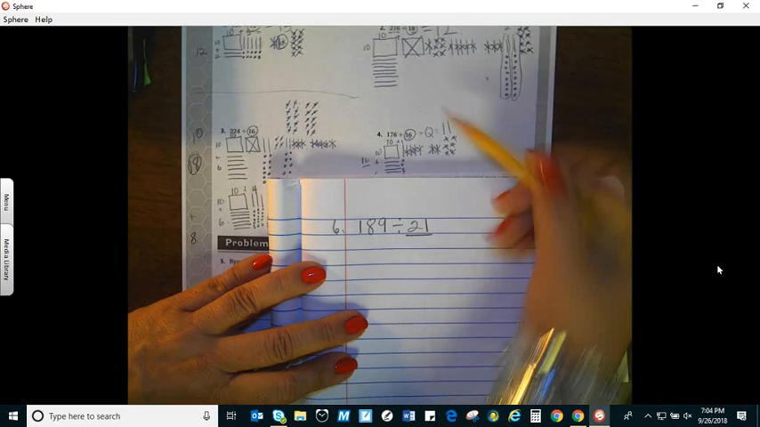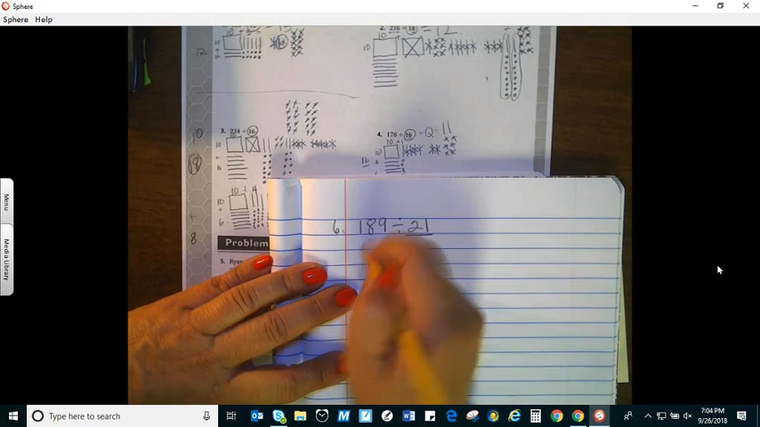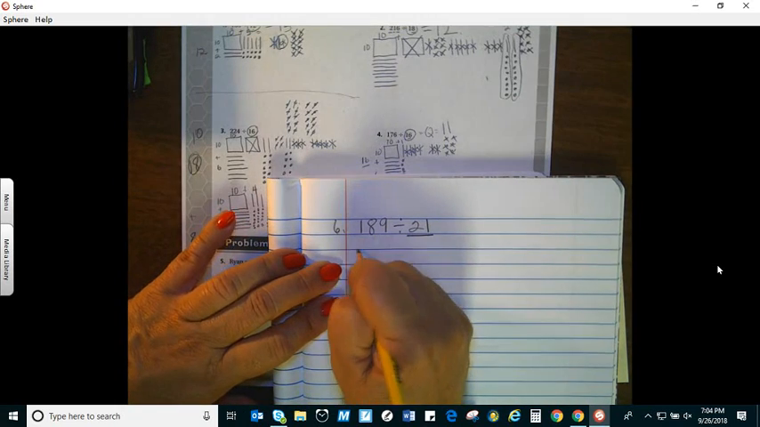You can continue using base 10 blocks. That is so funny. I cracked myself up. So here, if we do that, let me show you.